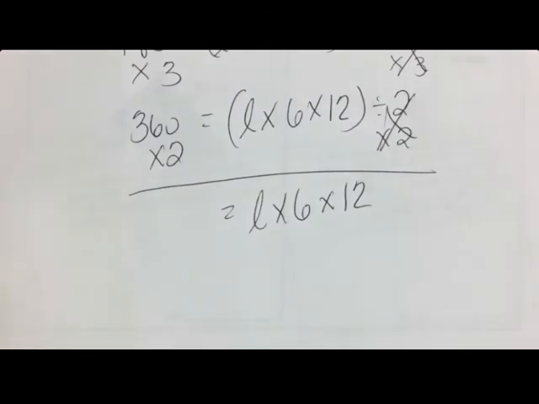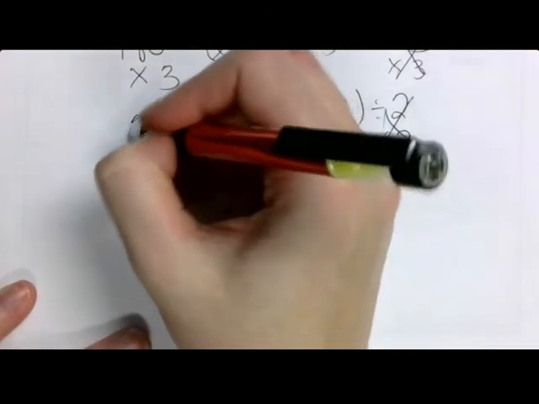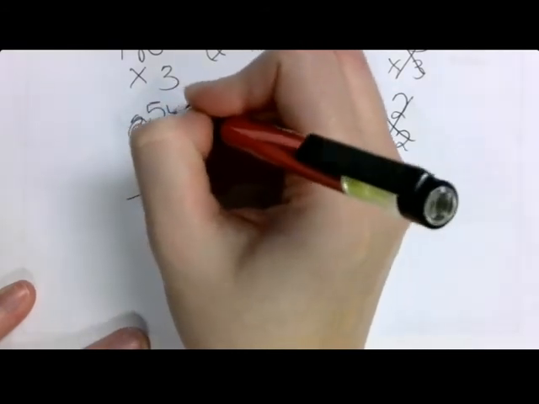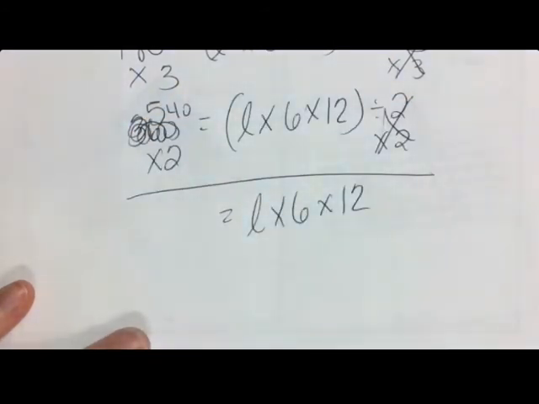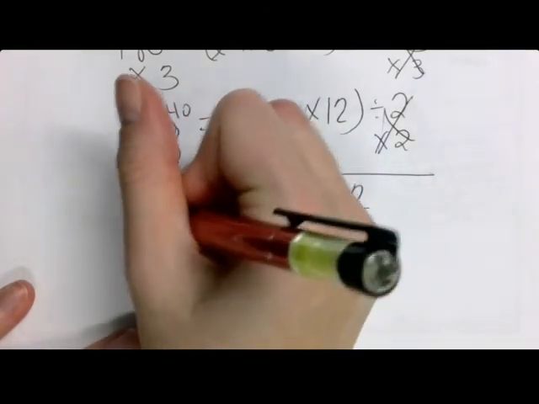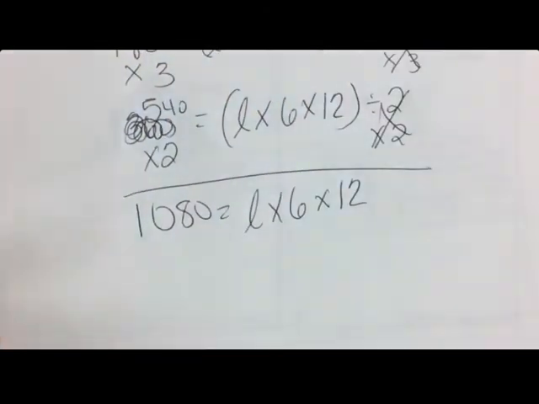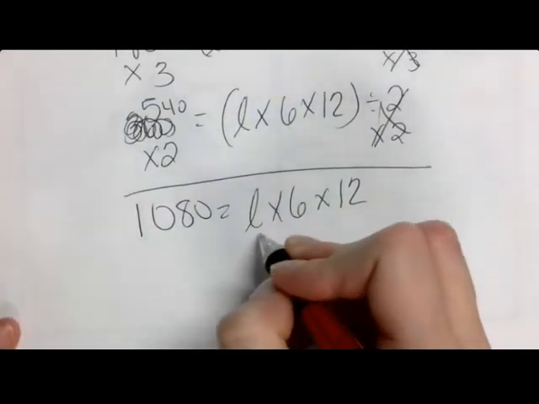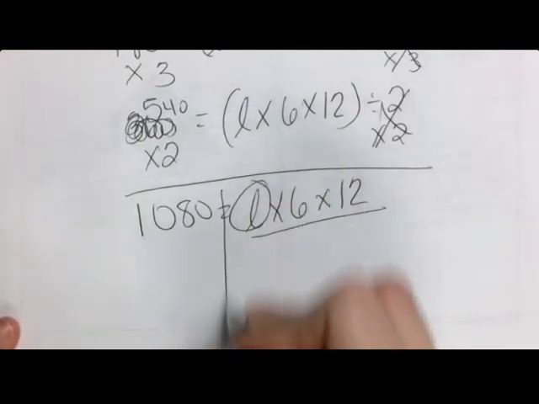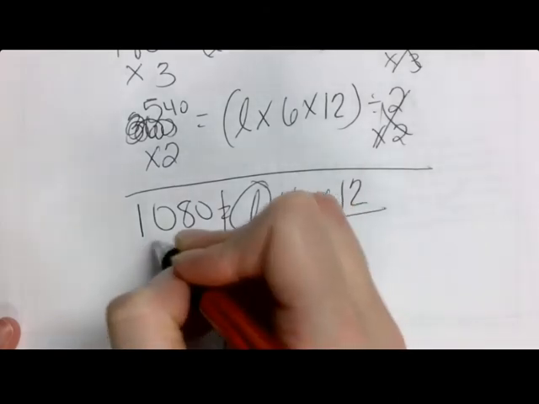360. Oopsies. 180 times 4 is 540. So there's that. Times 2 is 1080. It's my bad, y'all. Thank you for telling me. Then we can divide to get L alone by 6.